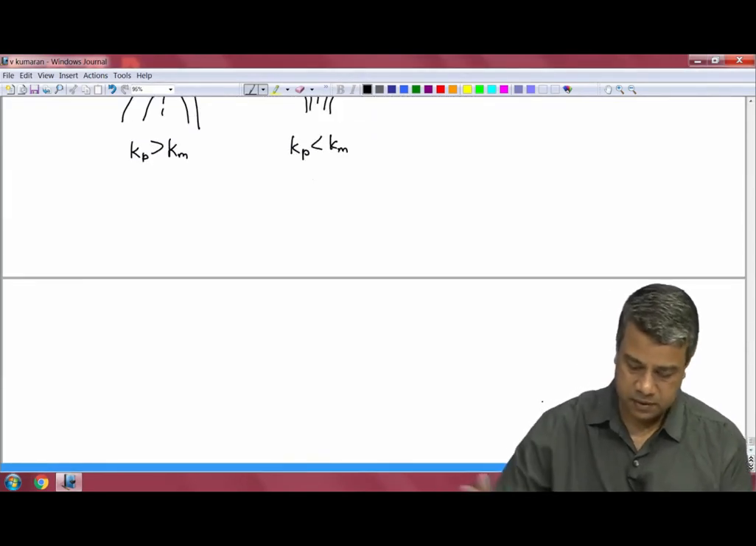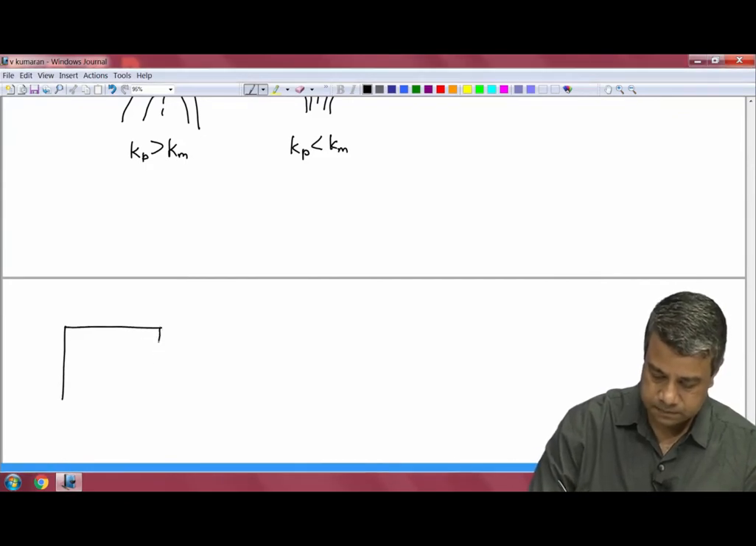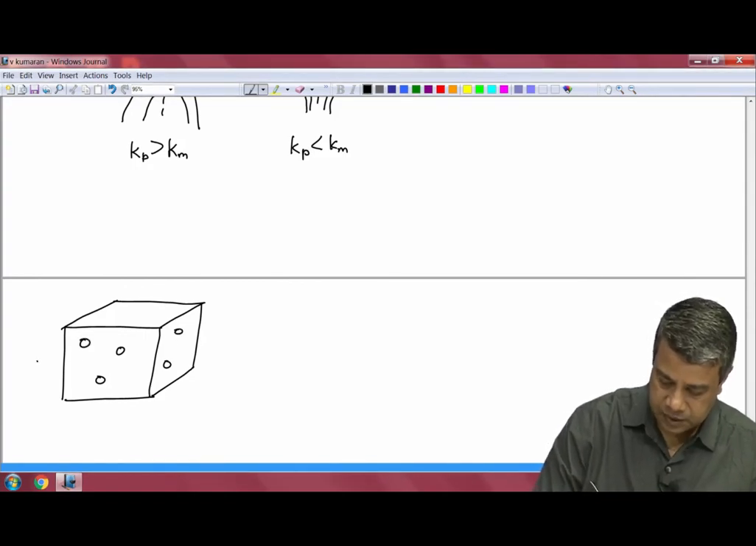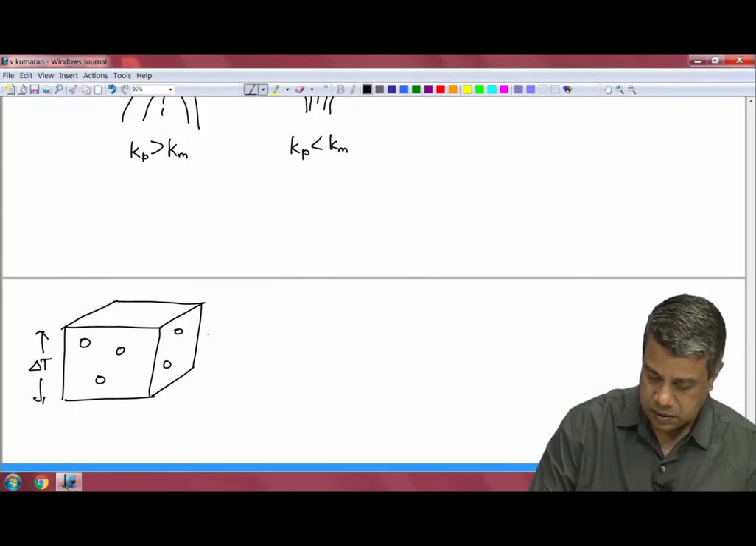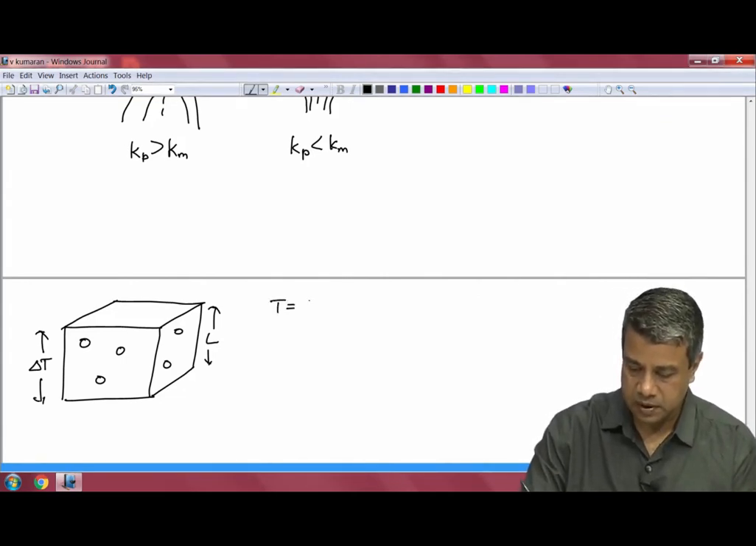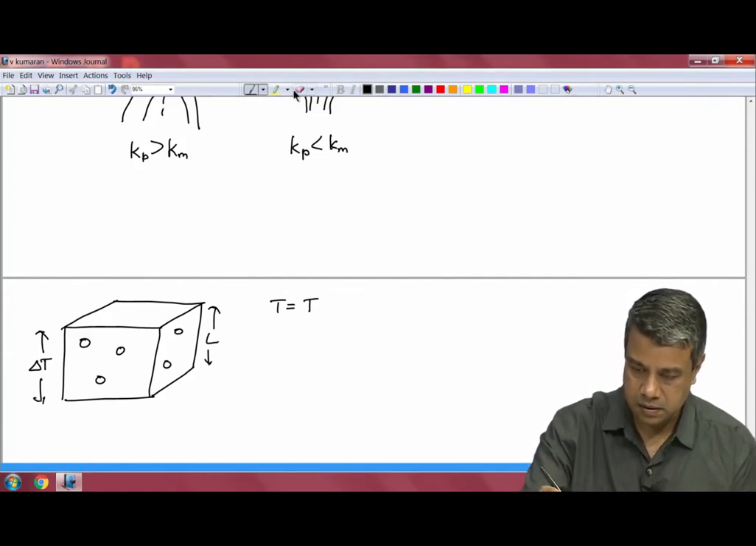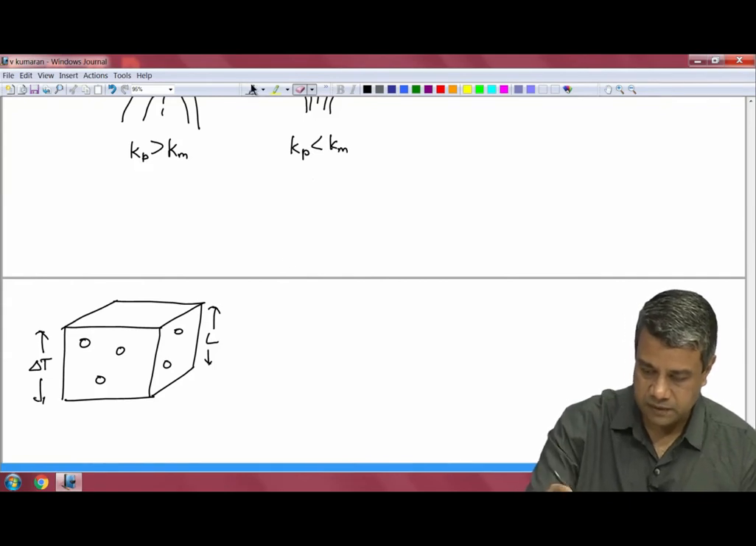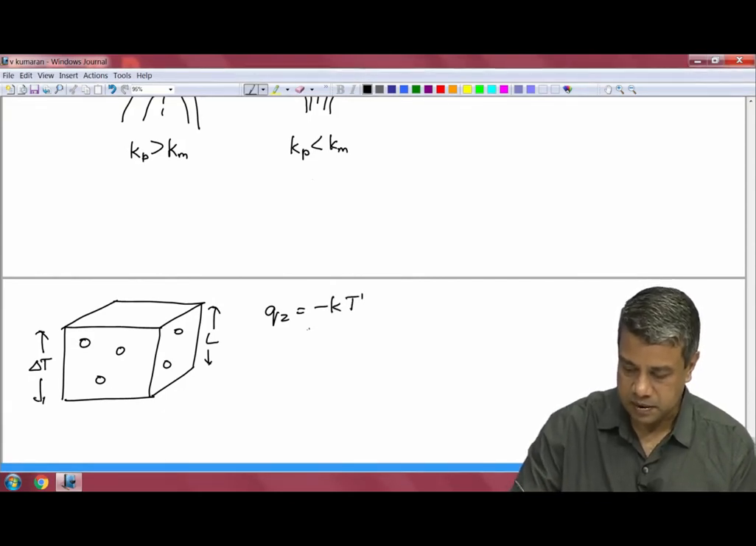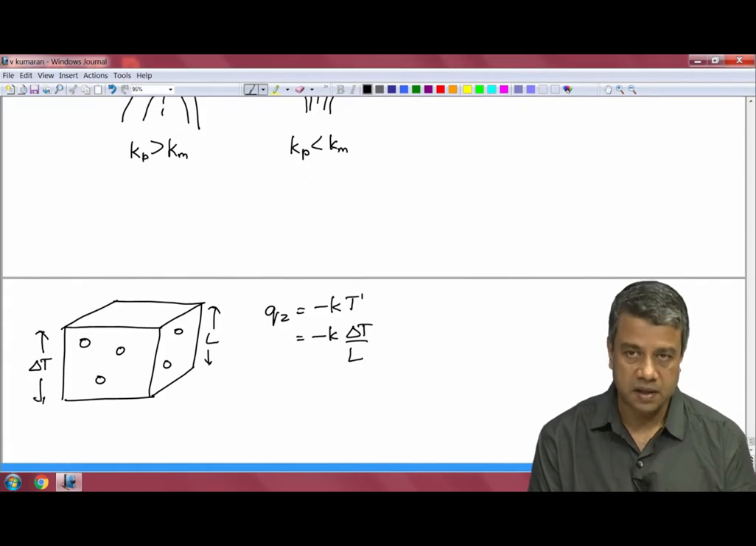Let me plot that again for you. Temperature difference delta T, the height L. In the absence of any particles, the heat flux would have been equal to minus K T prime, which is equal to minus K delta T by L, where T prime is the gradient of the temperature in the z direction. So, that would have been the temperature field in the absence of any particles.